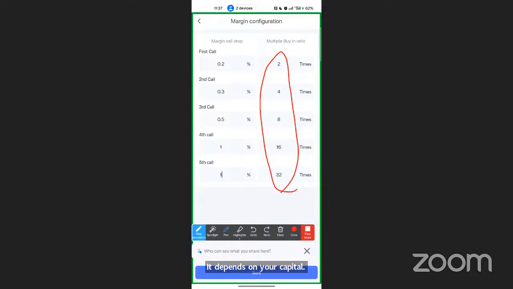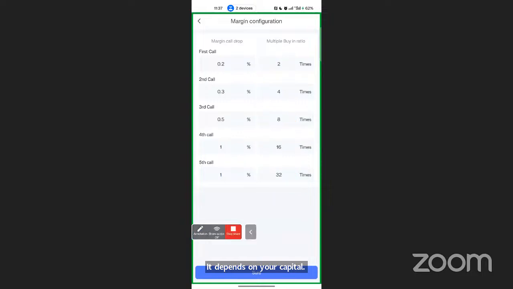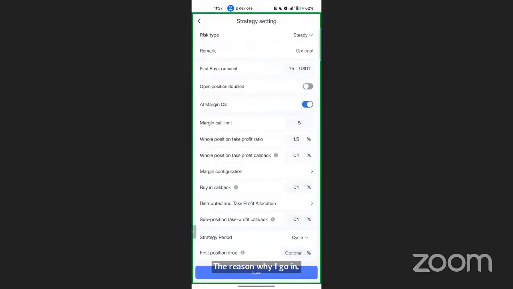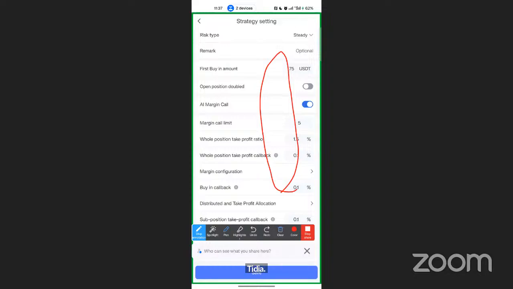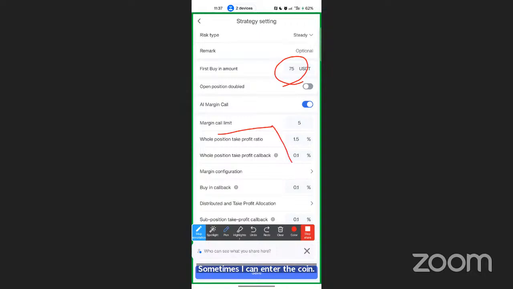The reason why I go in, listen to me very clearly, the reason why I go in here with $75 is that sometimes I can enter the coin, and instead of the coin dropping, it rises. So I will make 1.5 of $75. Give me a 2 in the chat if you have understood that.